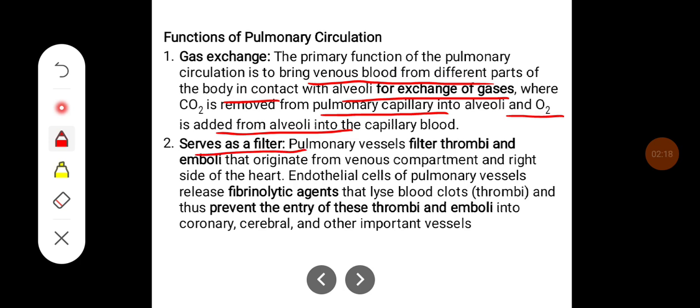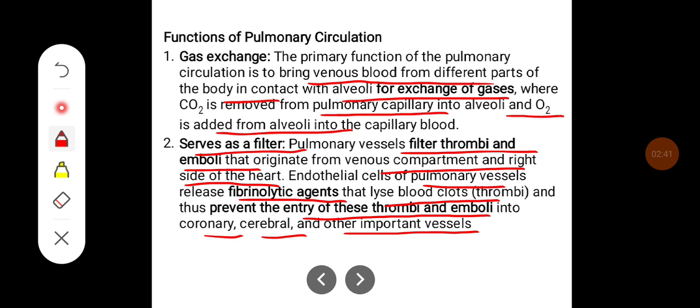It also serves as a filter. Pulmonary vessels filter thrombi and emboli that originate from venous compartment of the right side of the heart. Endothelial cells of pulmonary vessels release fibrinolytic agents that lyse blood clots, that is thrombi, and thus prevent the entry of these thrombi and emboli into coronary, cerebral, and other important vessels.